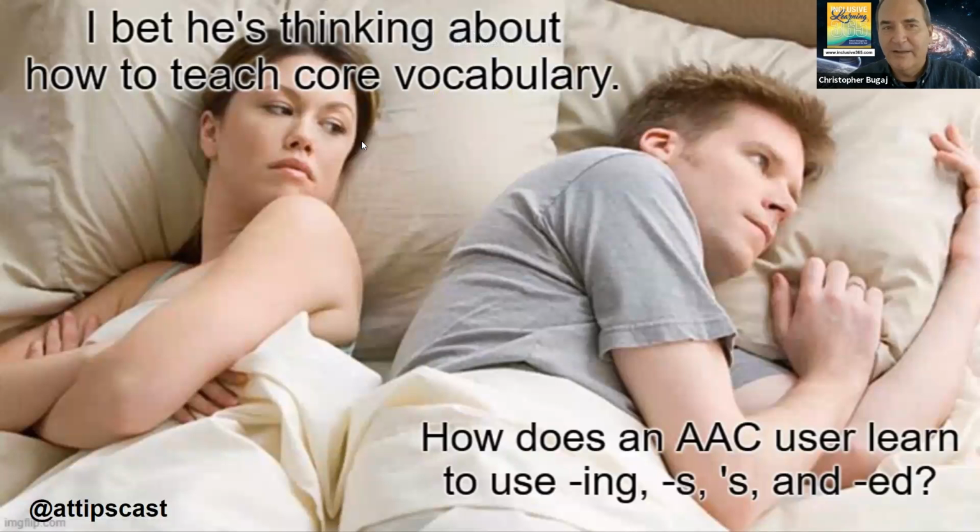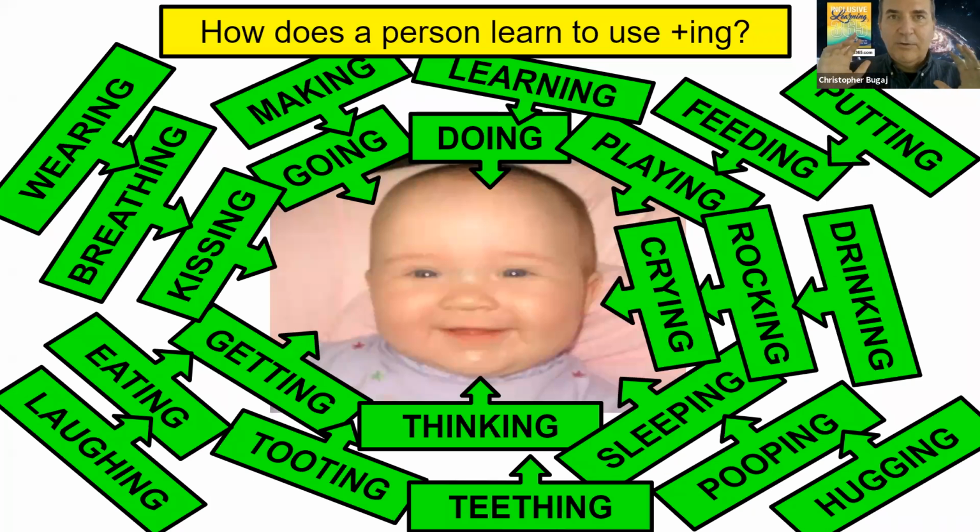Okay, so morphemes over words. What are corephemes? All right, so here's a little meme. I bet he's thinking about how to teach core vocabulary. And what he's thinking about is, how does an AAC learner, someone who's learning language using AAC, learn the past tense ED? How do they learn ING? How do they learn plural S, right? If we've already assumed that we are presuming potential, and that a student is someday going to say, given the right tools, with enough time and the right instruction, whatever they want to say, however they want to say it. Like, that's the end game, right? Well, that means they need to learn morphemes.